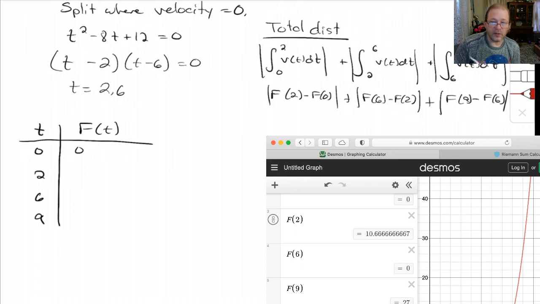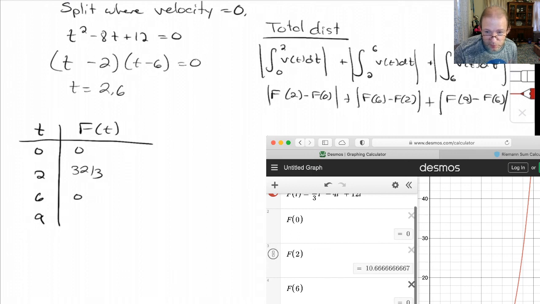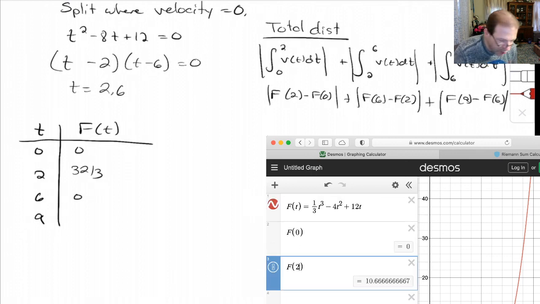Well, let's see, what is that? 3 times 10 is 30, is that 32 over 3? Yeah, 32 over 3. F of 6 is 0. And F of 9, we can barely see it there, but F of 9 is 27.